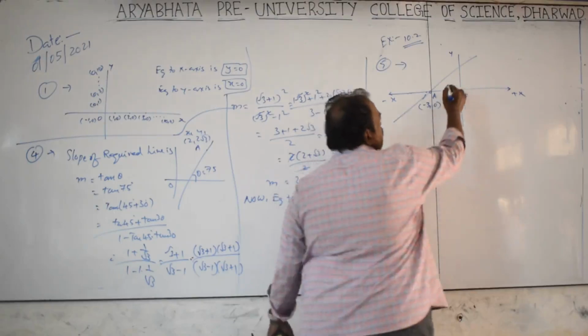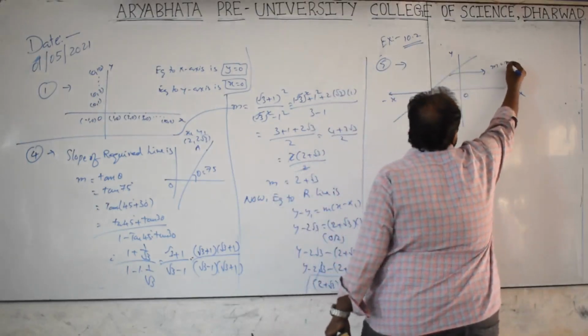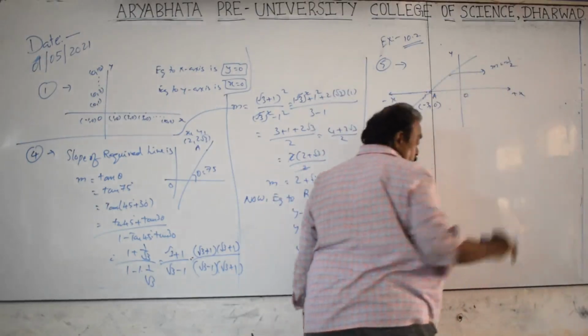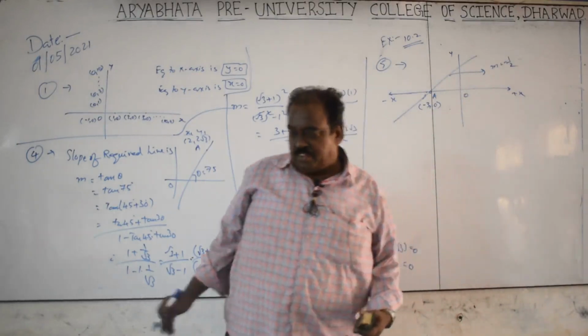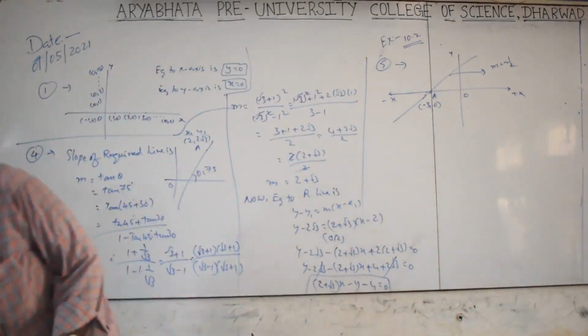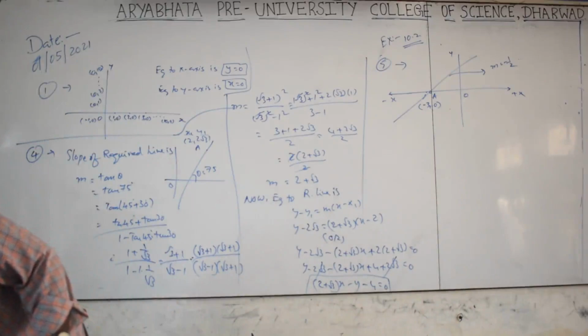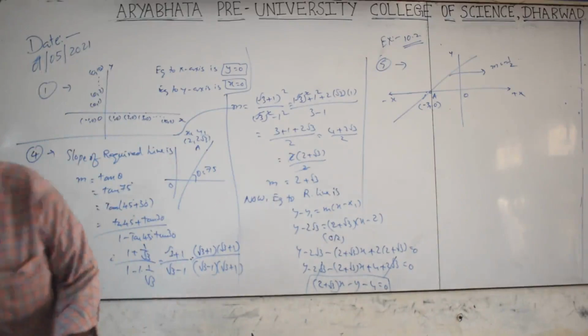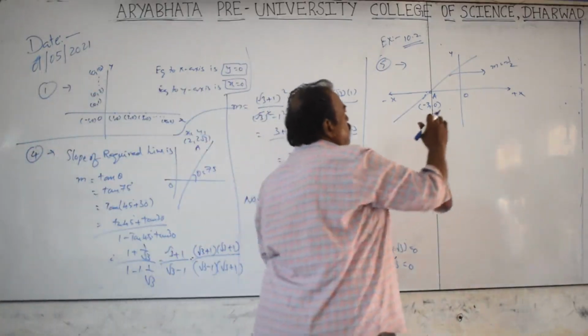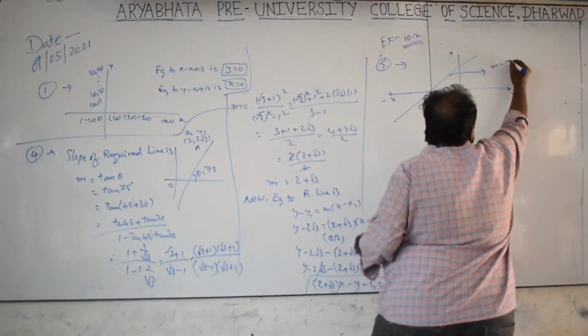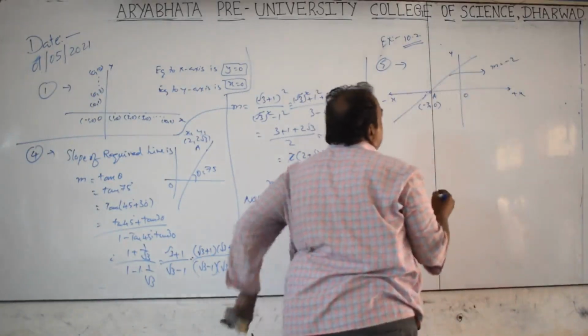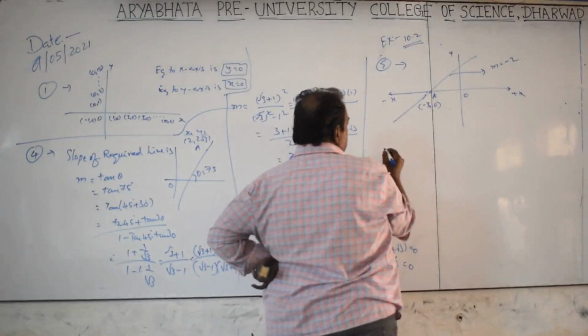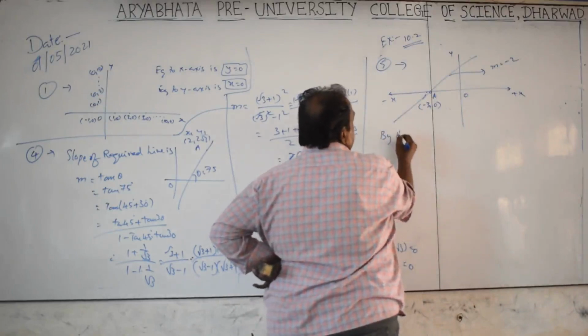And its slope is m equal to minus 1 by 2. I think, just wait. Minus 1 by 2 or 1 by 2? It is minus 2. I'm sorry, it is only minus 2.